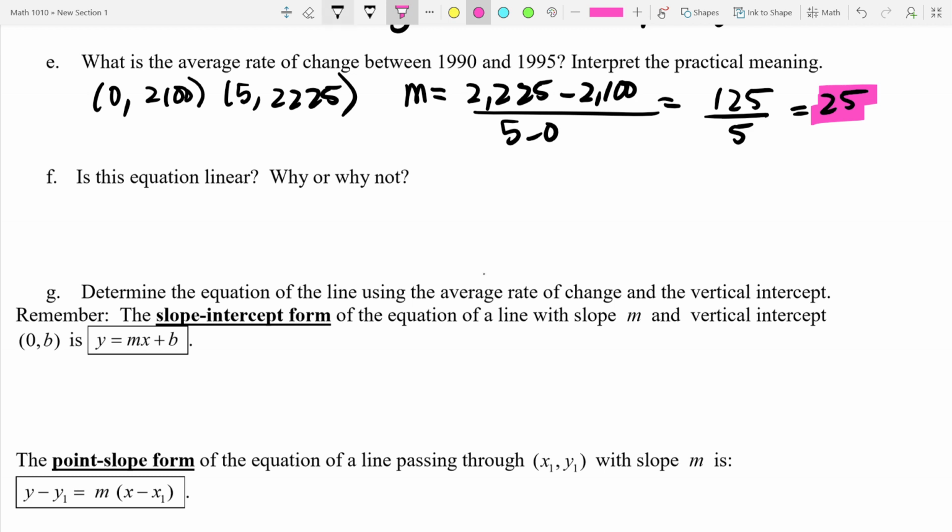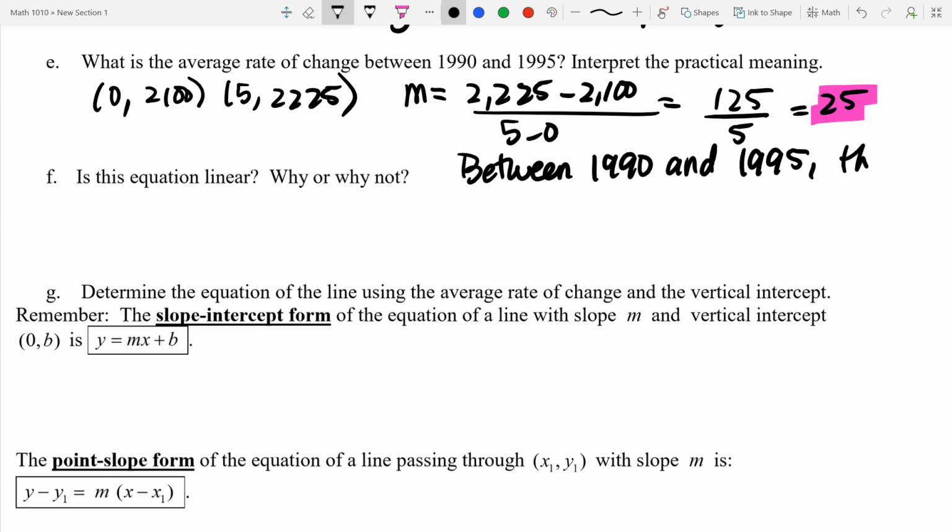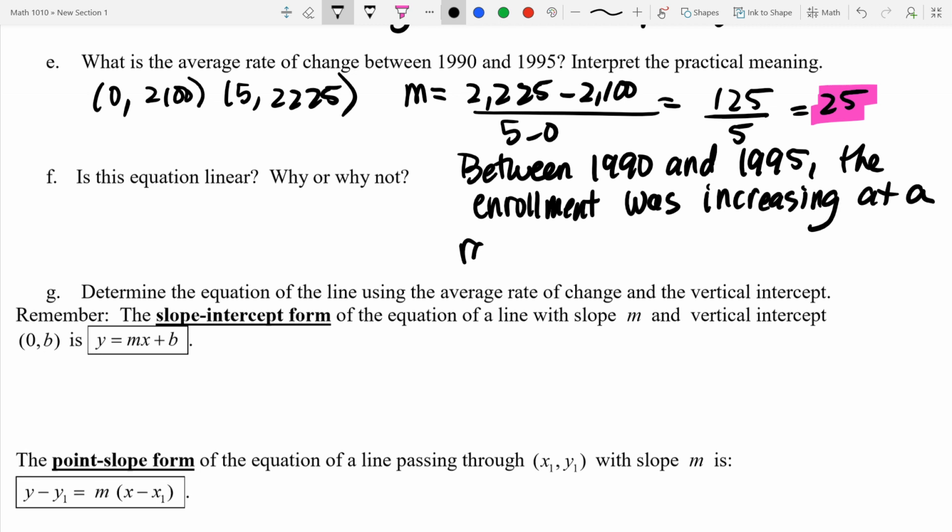Interpret it. Okay, so we're going to say between 1990 and 1995, you could say the enrollment was increasing at a rate of, slope is a rate, 25 students, finish my sentence, per year. Good job.